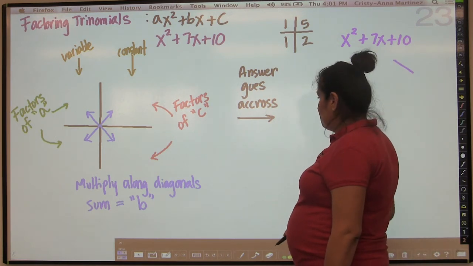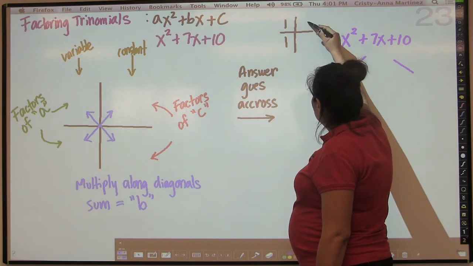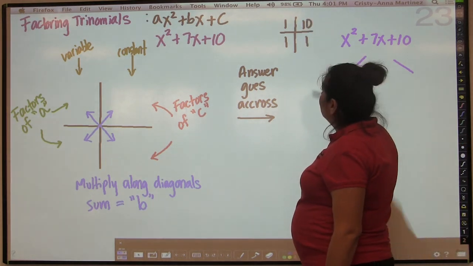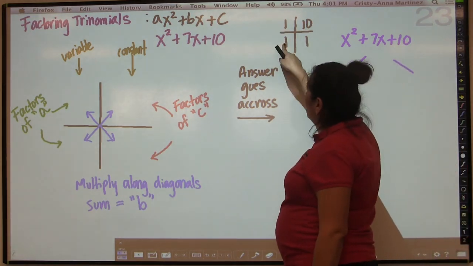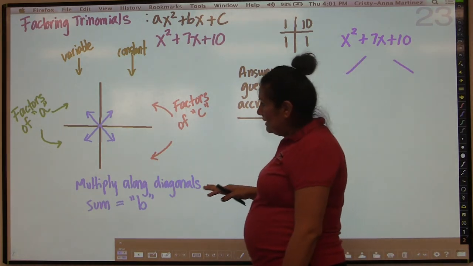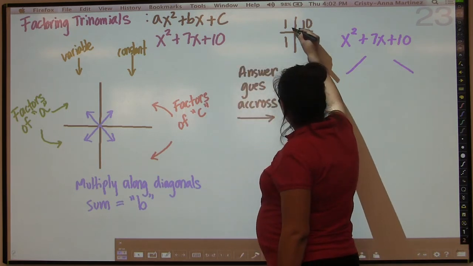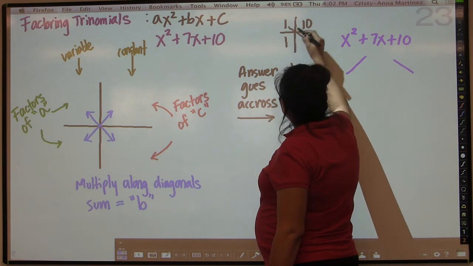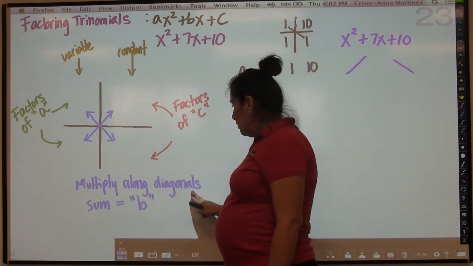So, for example, I actually want to not do that right now, because I want to show you what would happen if you had the wrong numbers. Let's say that I did 10 times 1 is 10. So these are the factors of 10. And 1 times 1 is 1. Those are the factors of a. So everything's great. Well, the other thing that you'll see right here is these little arrows. What you're supposed to do is multiply along the diagonal. So 1 times 1 is 1, and 1 times 10 is 10. And then it says multiply along diagonals.